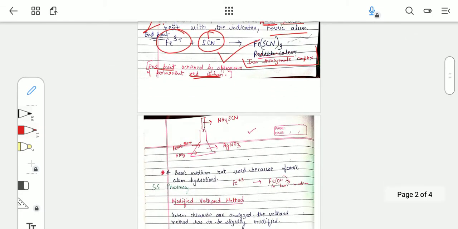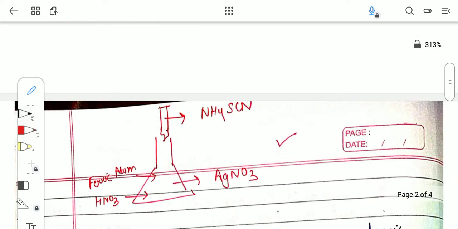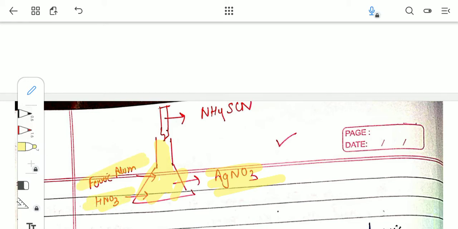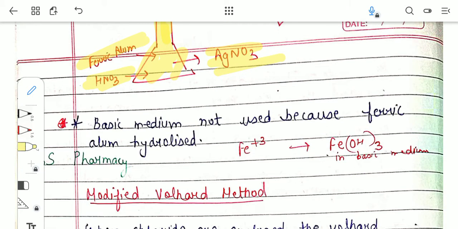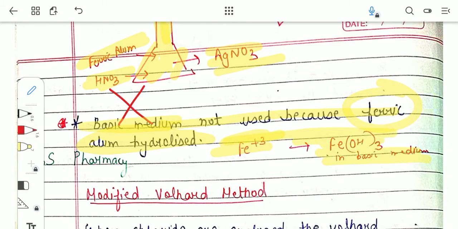Here I have drawn the diagram. It is the same as described: in the conical flask we will have our AgNO3, the nitric acid to maintain the medium acidic, and the indicator, and from the burette we will add our titrant. Now let us see why basic medium is not used for this reaction. In basic medium, ferric alum gets hydrolyzed. Here I have shown the reaction where ferric alum gets hydrolyzed. That is why basic medium cannot be used for Volhard's method.